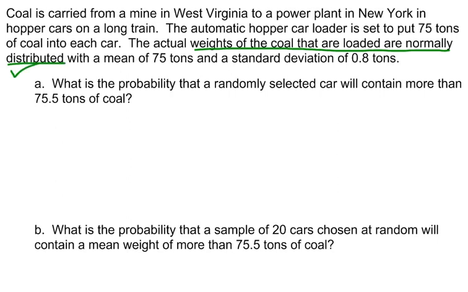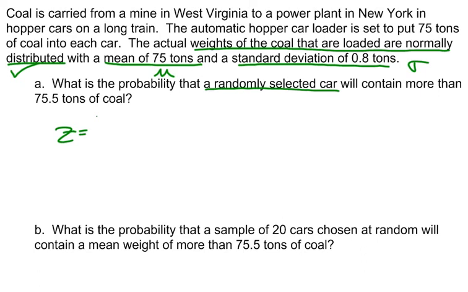So we know the weights of the coal are normally distributed. Okay, so that tells us that we're good to use the central limit theorem, or we can apply the normal distribution to any example that we're looking at here. We have a mean of 75 tons. That goes for the population, so that's mu. We have a standard deviation of 0.8 tons. That is sigma. Okay, that's the population standard deviation. Now, part A is asking us what is the probability that a randomly selected car, okay, that's just one single car, will contain more than 75.5 tons of coal. Okay, so we work that out.